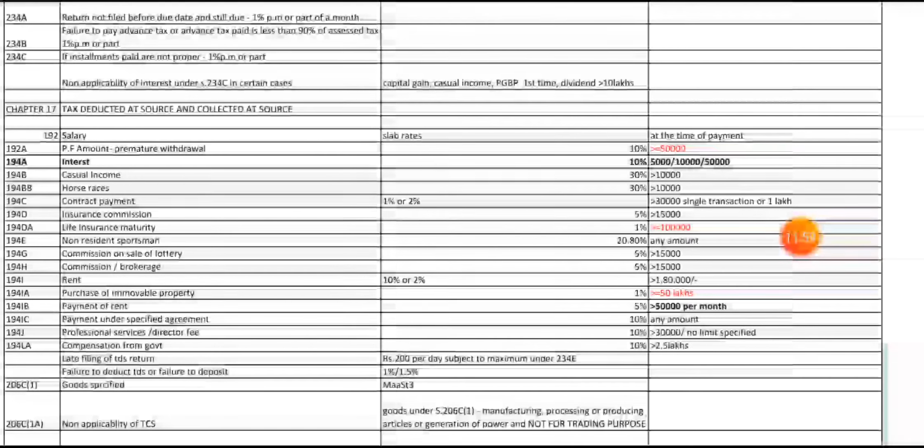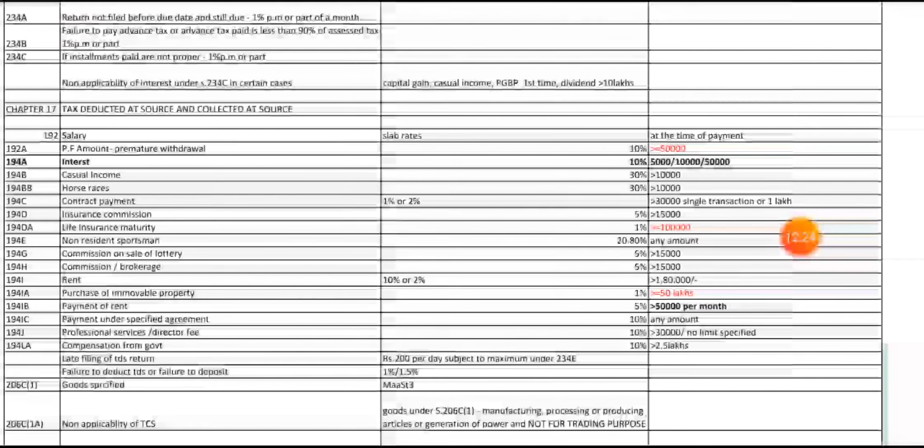For late filing of TDS return, you have to pay a penalty of rupees 200 per day, subject to maximum, under section 234E. Failure to deduct TDS, it is 1% or 1.5%. 1% is for failure to deduct TDS. If you fail to deposit, it is 1.5% per month or part of a month. This is what TDS is. I have also attached handwritten notes which summarize the limit, percentage, everything.